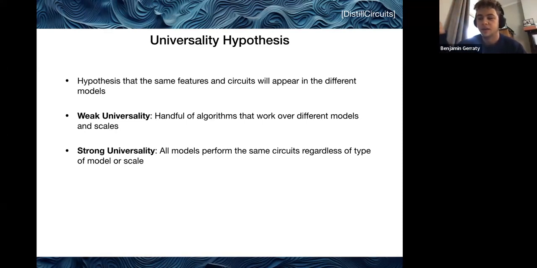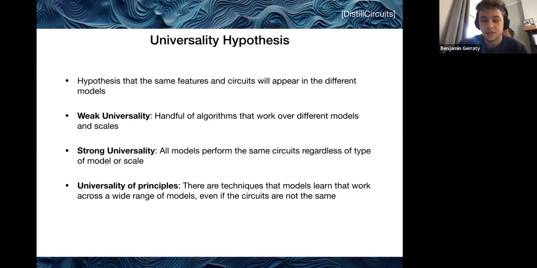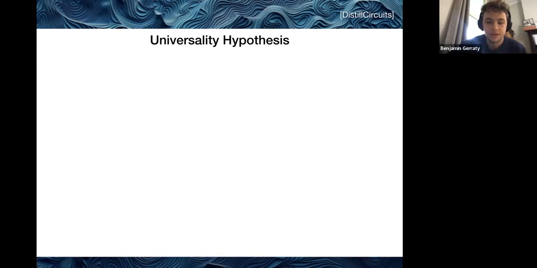This one, at least in my opinion, is probably less likely to be correct. And then there's the one that I think is probably the most likely to be correct, which is the universality of principles: that techniques that models learn would work across a wide range of models, even if the circuits and features are not necessarily exactly the same.